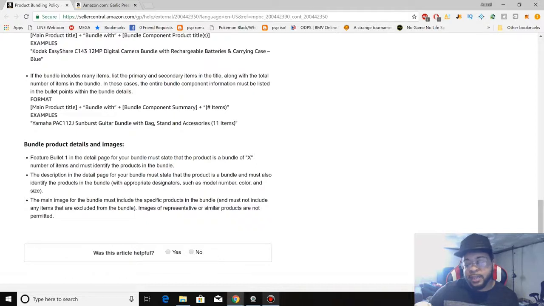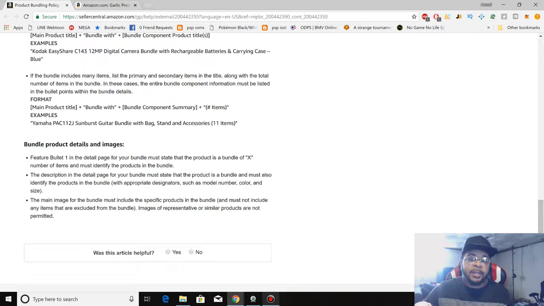So basically that means that in your listing's first picture, you want to have everything that your bundle has to offer in that picture, but do not put anything in that picture that is not actually included in the bundle. So if you are giving away, like I said, a baseball glove and a baseball, do not put a baseball bat, and do not put a catcher's mask or anything else in that picture or in that description, because again, you will be subject to get your listing removed.